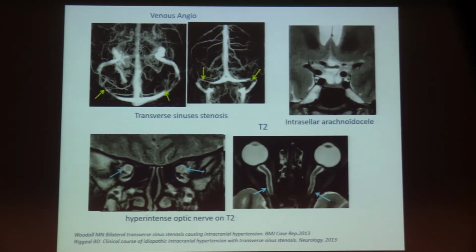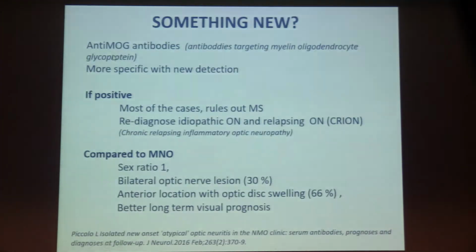So when you have a lady, it's often ladies, who is a little too fat and complains of headache, don't forget to study the venous system, and don't forget to perform T2 images, focus on the optic nerves, because if you have those signs, it is an idiopathic intracranial hypertension, and there is a specific treatment.